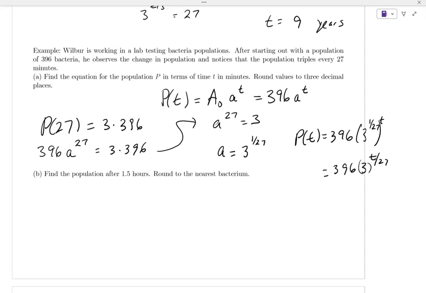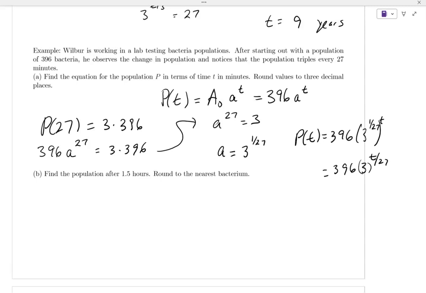That makes sense because if I put 27 now in for t in my exponent, I get a 1, so I get 3 times as much as I started. If I put 54 in for t, which is 27 plus 27, or 2 27s, I would get 3 squared, which makes it 3 times another 3, or 9 times as big, and so on down the line. So it's not a huge surprise that's what that looked like.